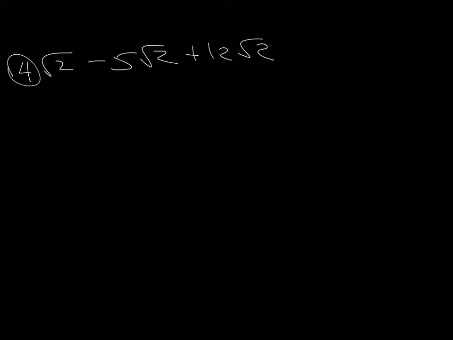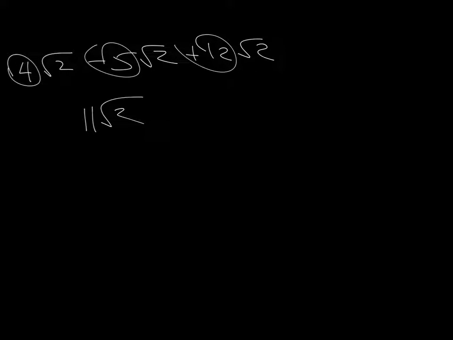Alright, so let's look at an example here. 4 square root of 2 minus 5 square root of 2 plus 12 square root of 2. So all we're doing is adding these numbers. 4 minus 5 is negative 1, plus 12 is 11. And that's what we get for our answer.